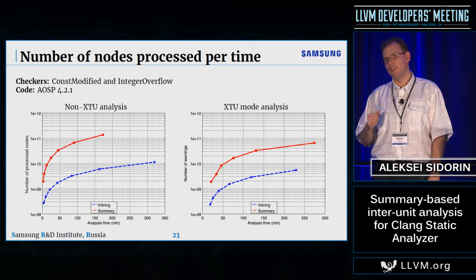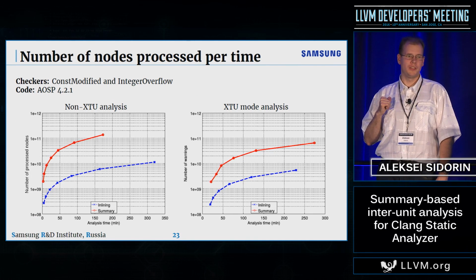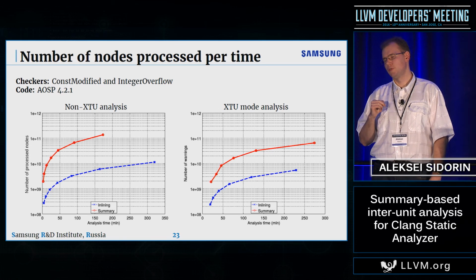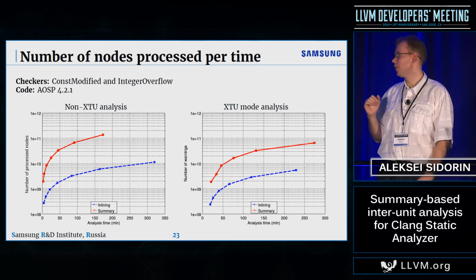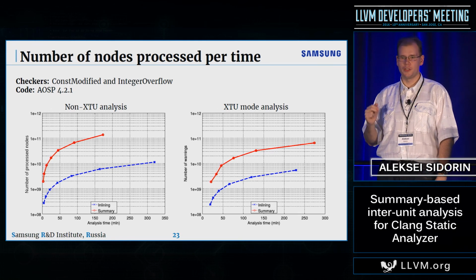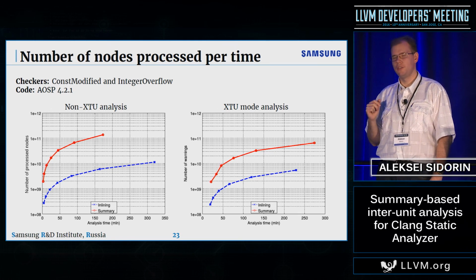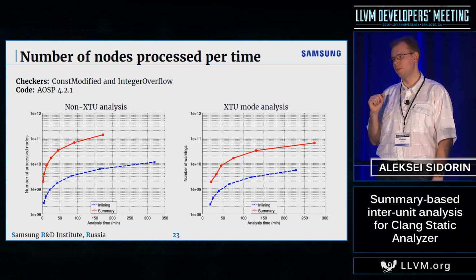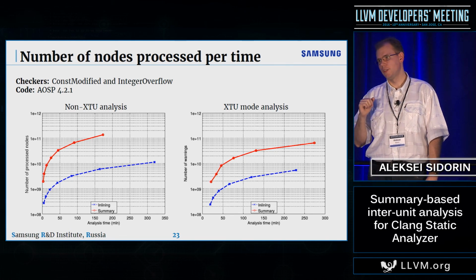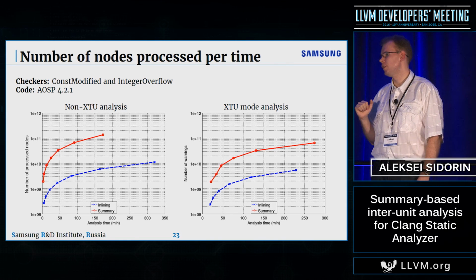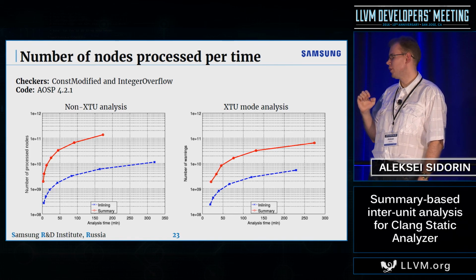The next two slides contain our internal evaluation of summary and XTU. To perform such evaluations, we have ported two checkers to support summary. They are const modified and integer flow. They found not actually bugs, but only places where we should pay additional attention. And the first characteristic we measured was the number of nodes which can be analyzed in some time.